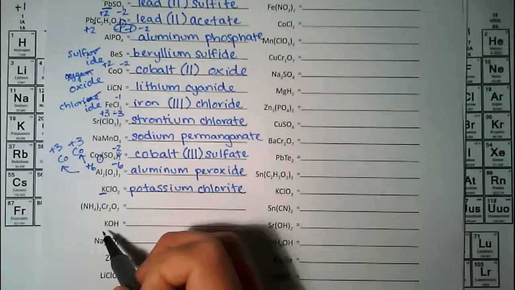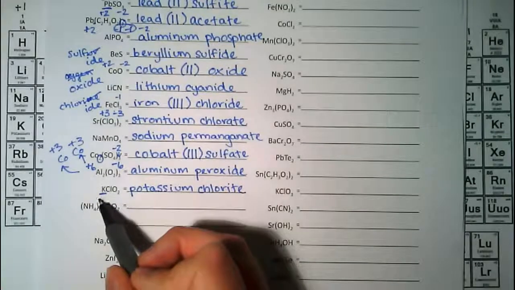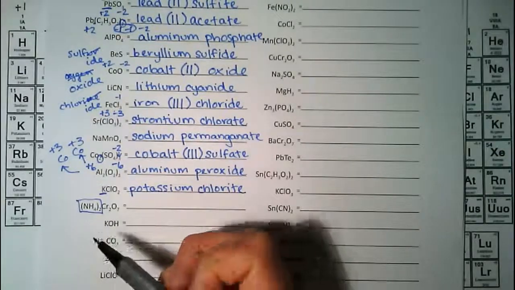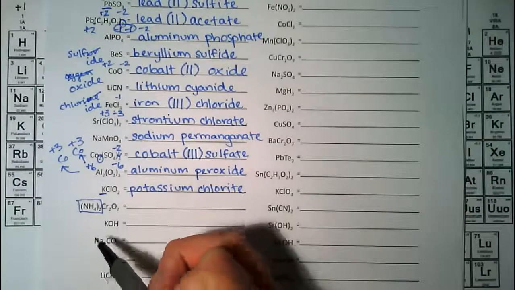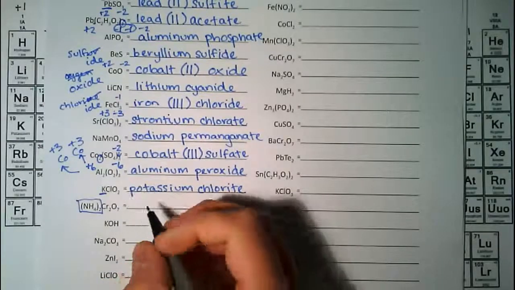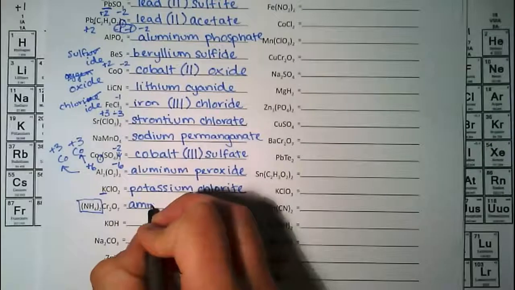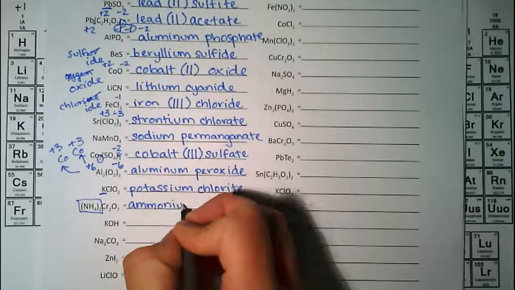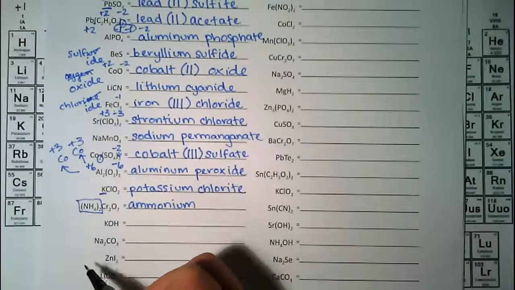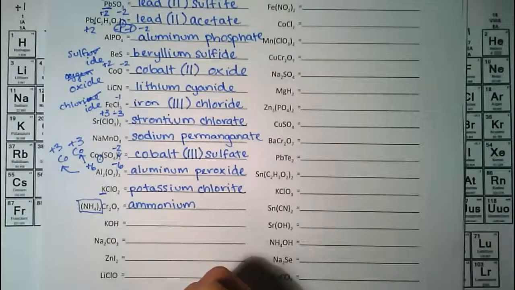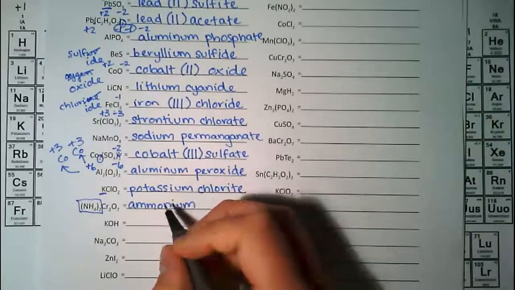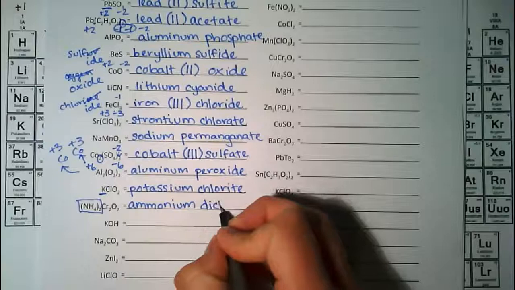Next, I have NH4, and I have 2 of those, and then I have Cr2O7. So this is a special case because we have a polyatomic ion as our cation, a polyatomic cation. So this time, I'm just going to take the name of my polyatomic cation, which is the ammonium ion. Ammonium. And then I'm going to take the name of my polyatomic anion, Cr2O7, that is the dichromate ion. So ammonium dichromate.